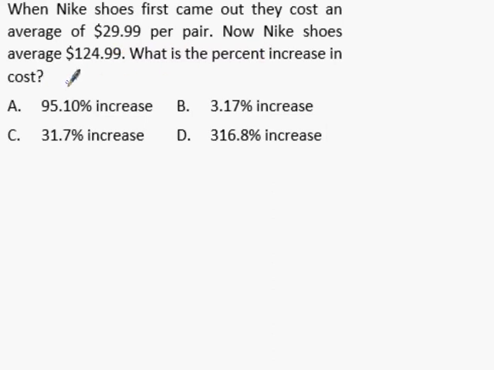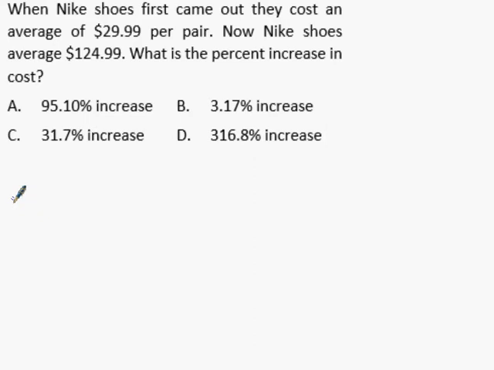So we need to figure out the percent increase. It went from $29.99 and now it's up to $124.99. So there's a huge increase in the cost from when I was a kid for a pair of Nikes to now when you're buying Nikes. So how do we figure out a percent increase or just percent change?